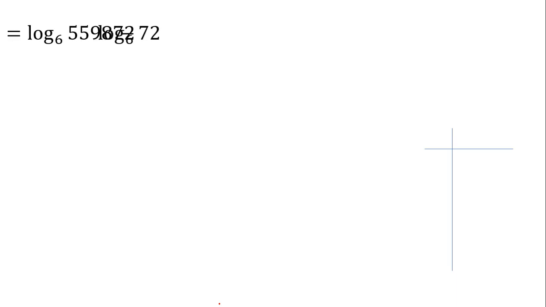Alright, let's simplify further. If we simplify further, we are going to have the logarithm of 559,872 to base 6 minus log 72 to base 6.